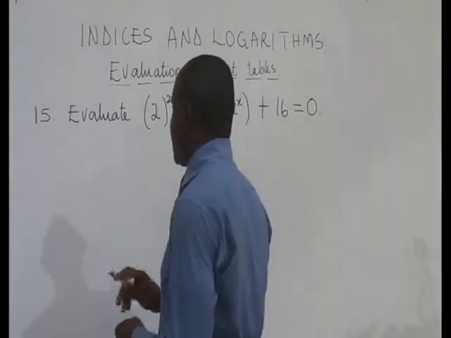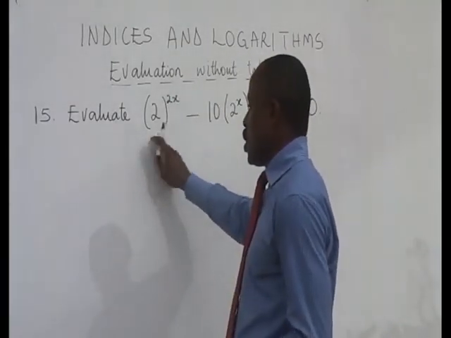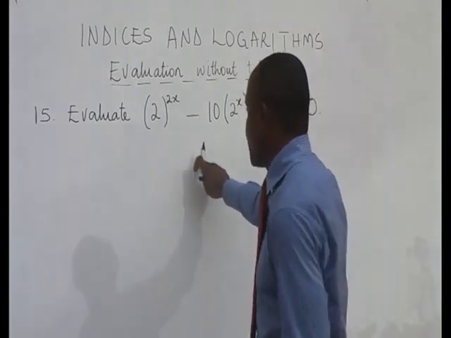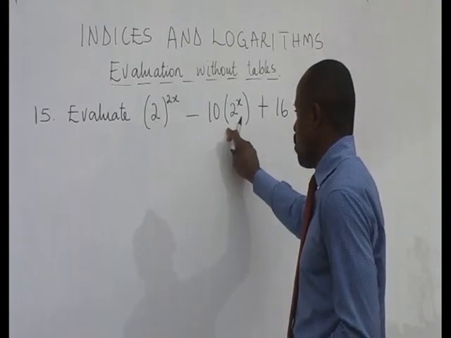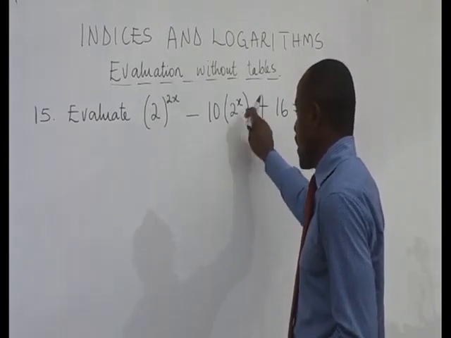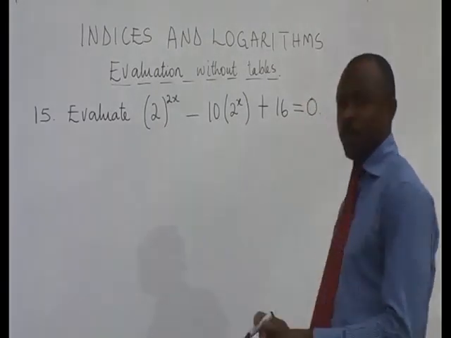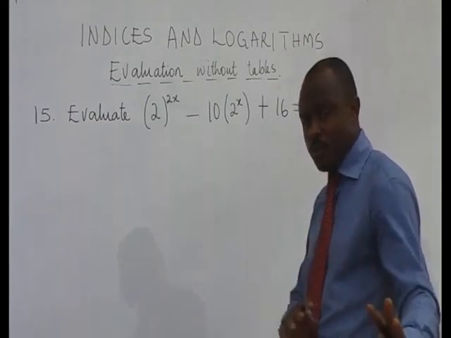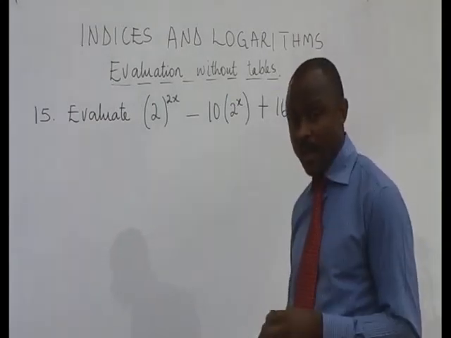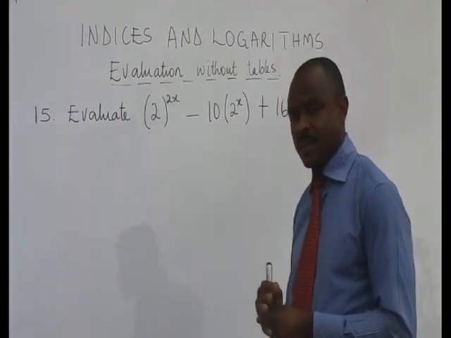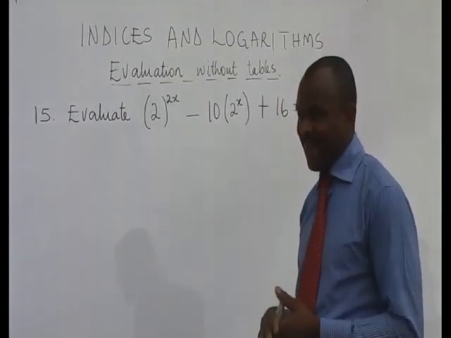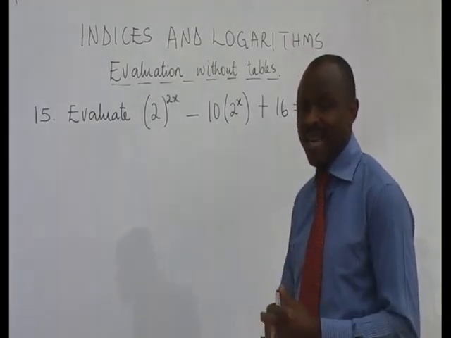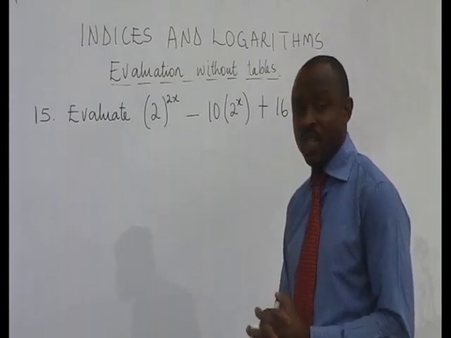Question number 15 says evaluate: 2 in a bracket exponent 2x minus 10 (2 exponent x) plus 16 equals 0. Just like question number 14 that we just concluded, there is no formula that could apply to it directly at this level. Try to change it to an expression that has a formula that can be applicable, and that expression is quadratic.